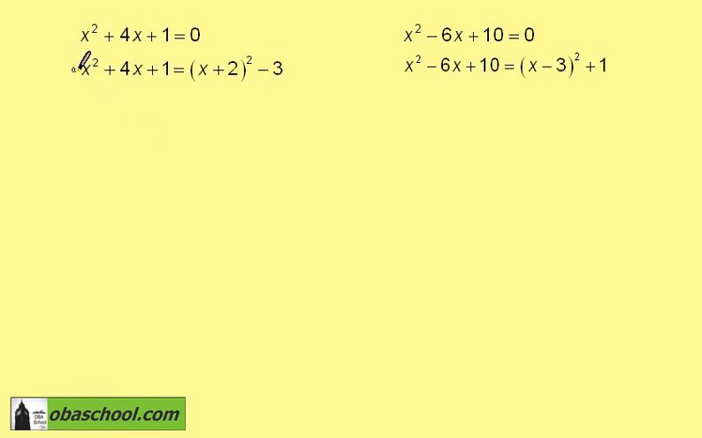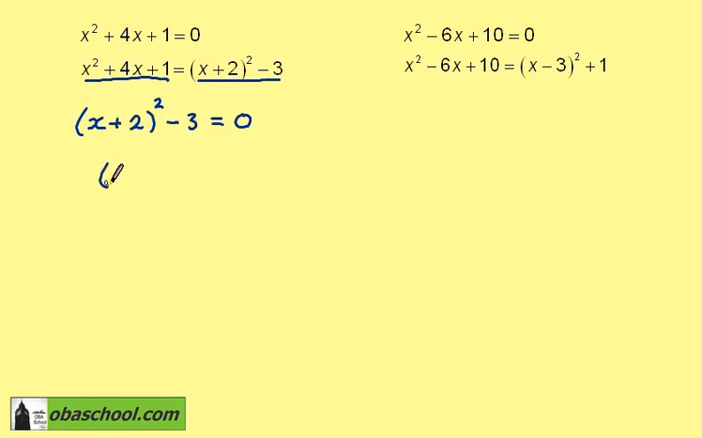Here we have x squared plus 4x plus 1 is equal to 0. The completed square form for x squared plus 4x plus 1 is x plus 2 all squared, take away 3. So we could rewrite the equation as x plus 2 all squared take away 3 is equal to 0. So we've replaced this with the completed square form.